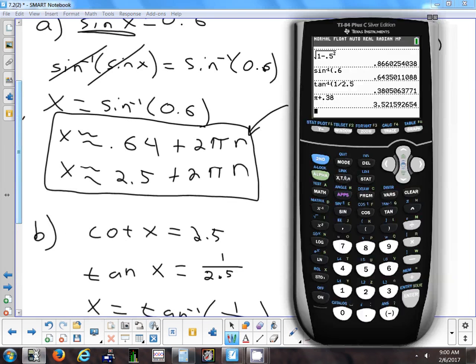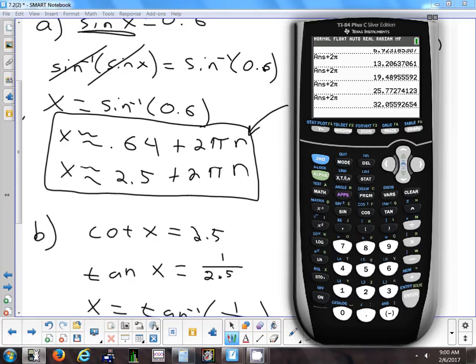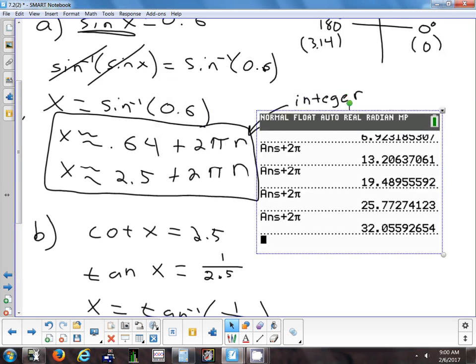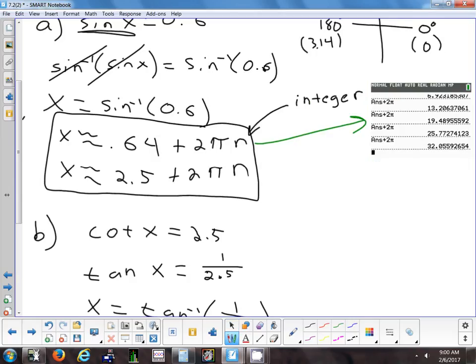All right, let's clear the screen. Let's take 0.64 and let's add multiples of 2 pi to it. So that's the first answer you get. Plus, and I'm going to add another 2 pi. So now I'm doing 2 pi times 2. That's the next answer. And the next one, and the next one, and good enough. Okay, so I'm just going to take those answers, make them a little smaller, and those are the answers that you get from that one.